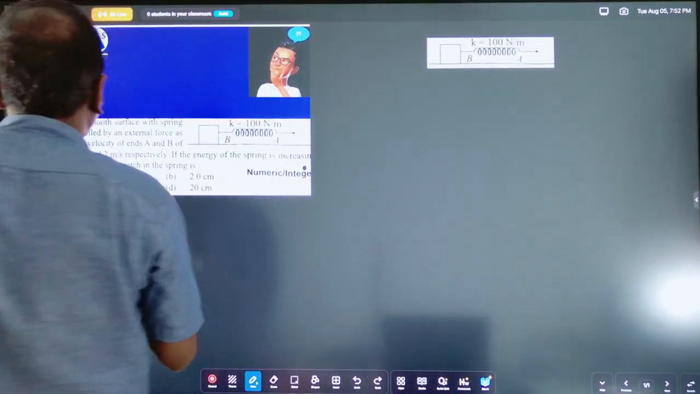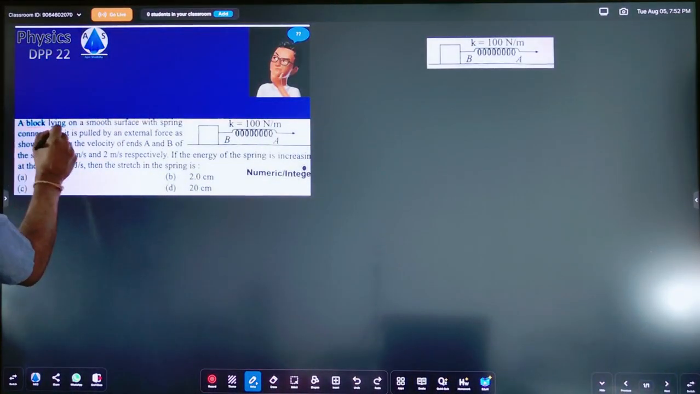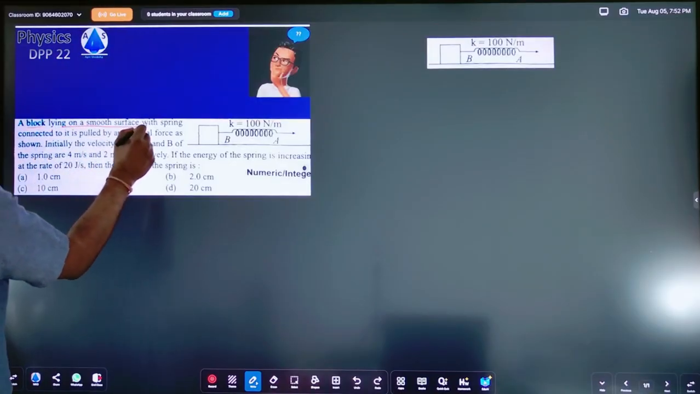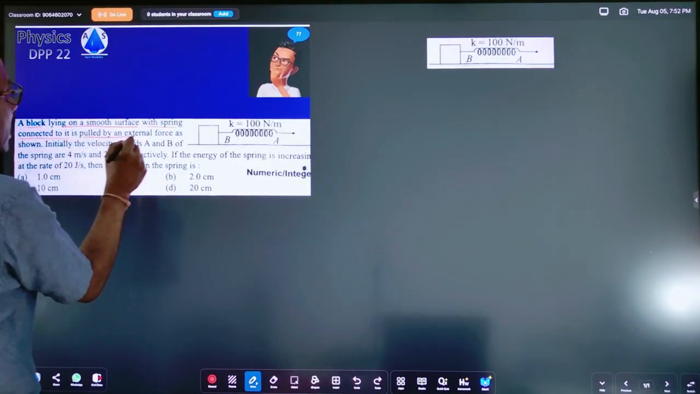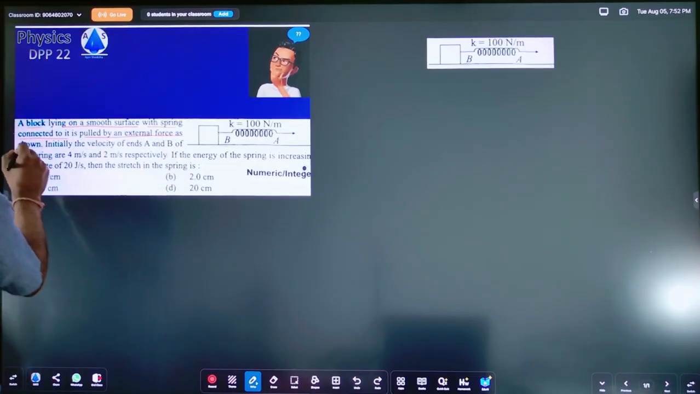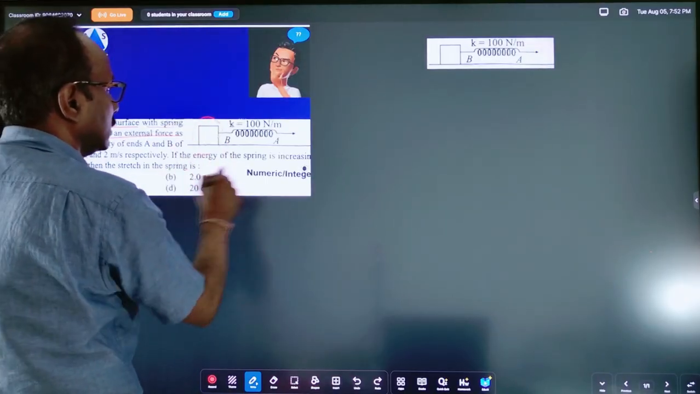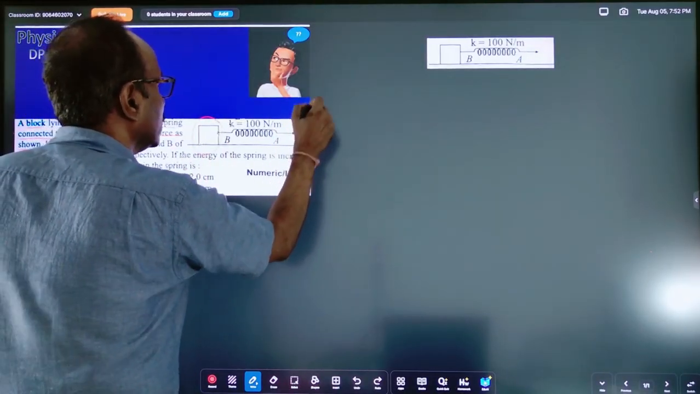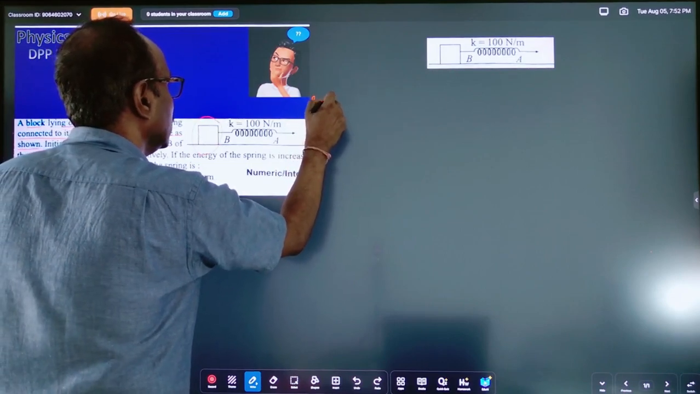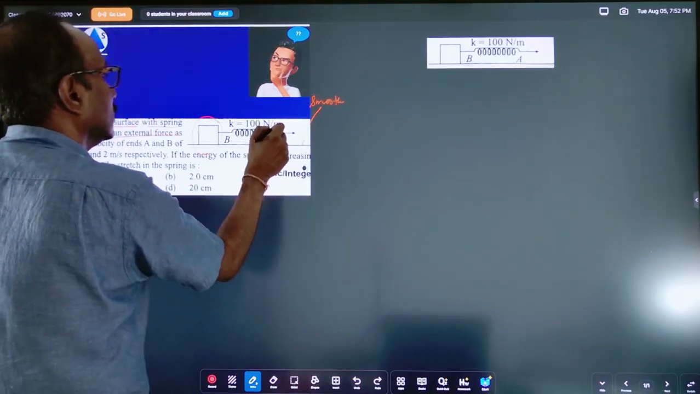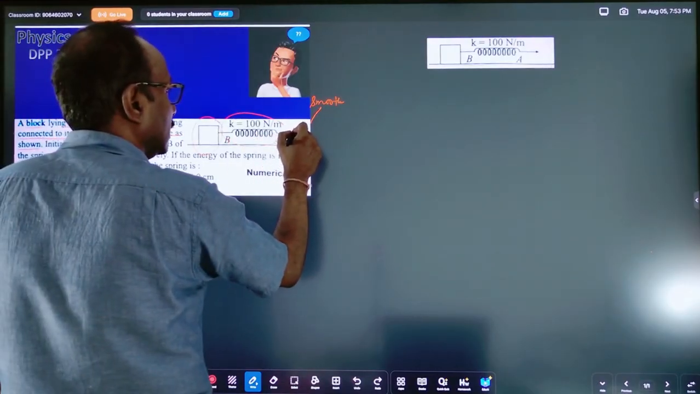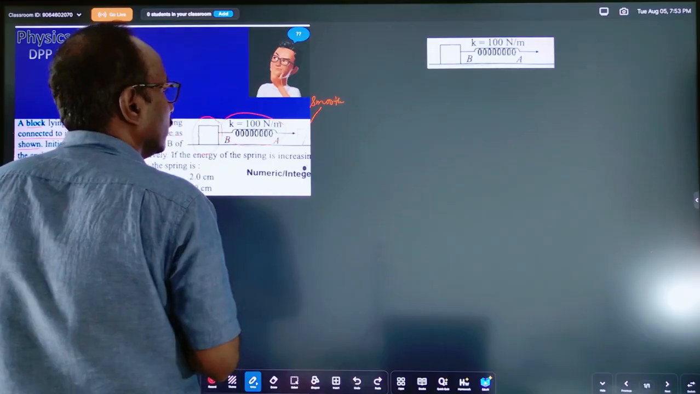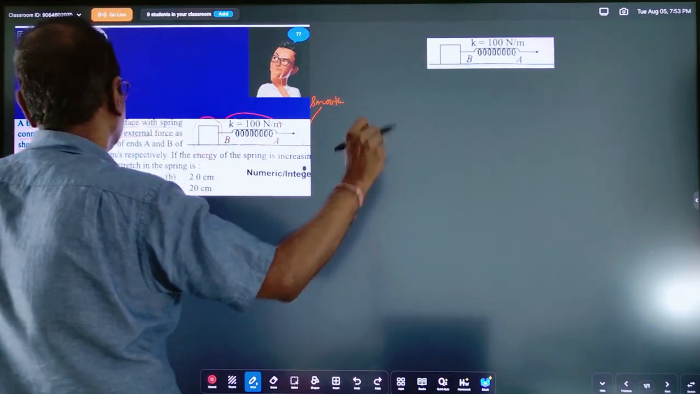The question says a block lying on a smooth surface with a spring connected to it is pulled by an external force as shown in the diagram. This is your block, the surface is smooth, no friction. This is the spring which is connected to the block, and here the force is applied to pull the spring.